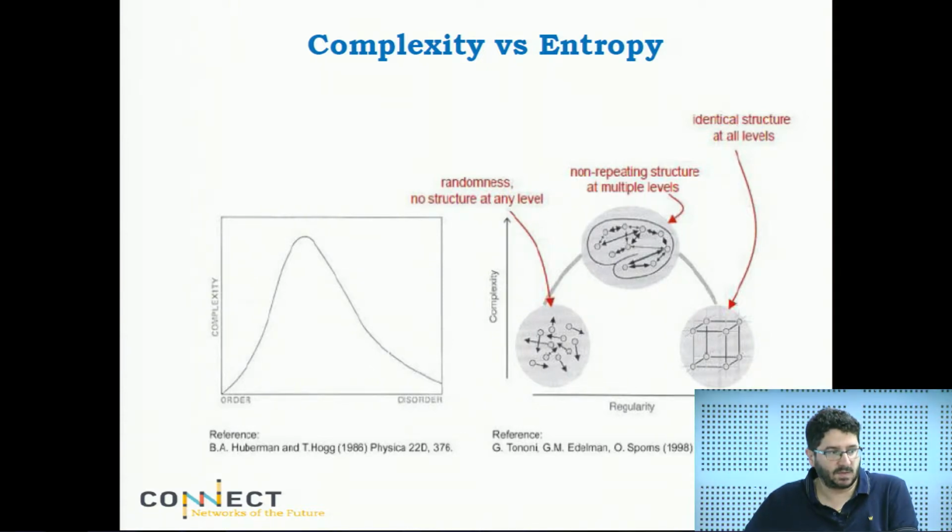So when you have systems with non-repeating structures at multiple levels, so you keep zooming in or out and you get new insights, this is what we normally call complex. For these systems, you have a complexity that is fairly high and a randomness or entropy that is moderate. And then you have the random systems where randomness is maximum, but complexity is 0. So you have this kind of behavior, okay?